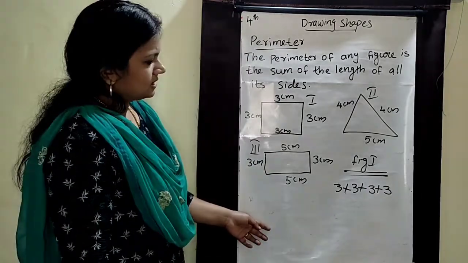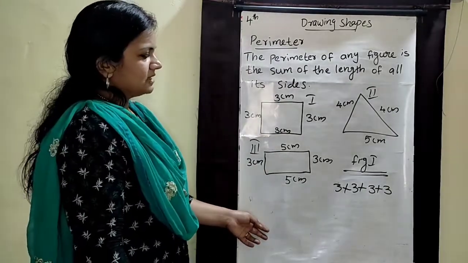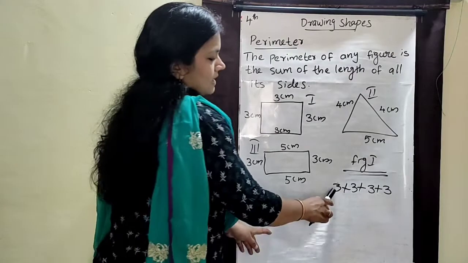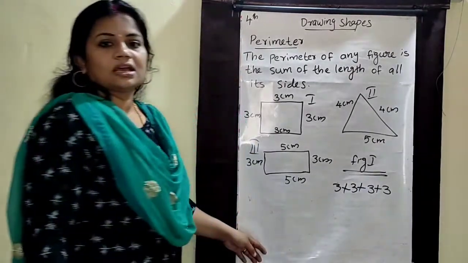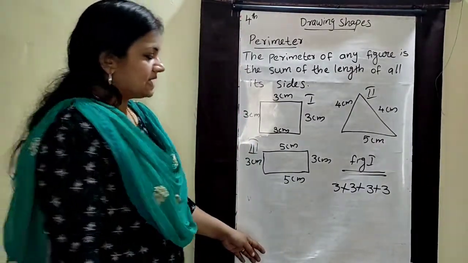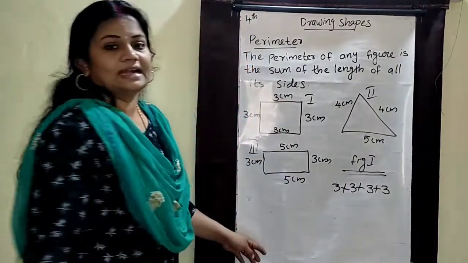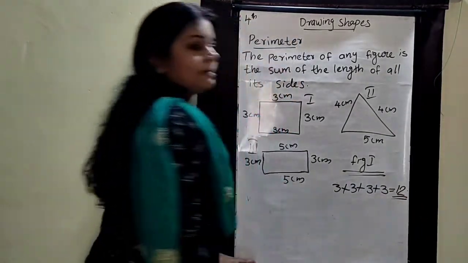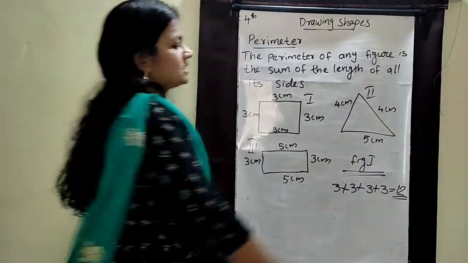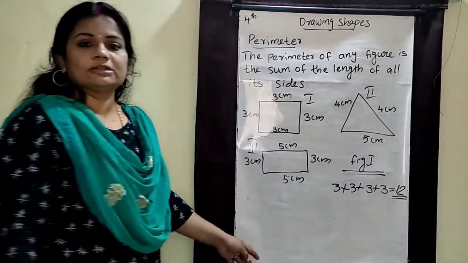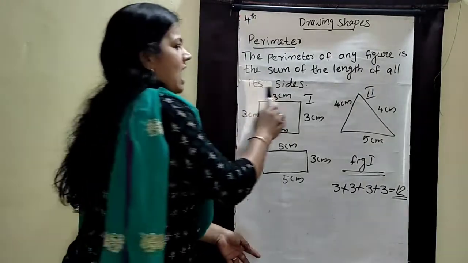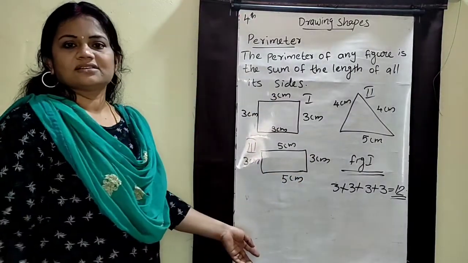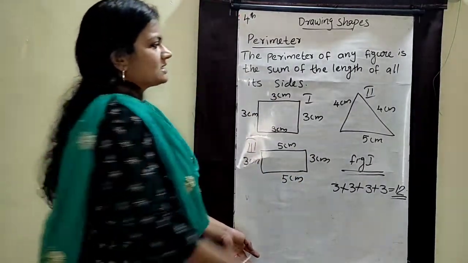How to write this, sir? Add this, sir. 3 plus 3, 6. 6 plus 3, 9. 9 plus 3, 12. Then the perimeter of figure 1 is 12. How do we find the perimeter? We add these 4 sides. Understood? Then next, figure 2.